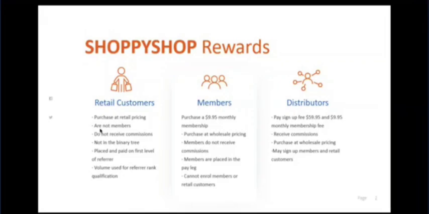become a distributor. The last category are actual distributors. In order to become a distributor, you're going to pay $59.95, which includes your first $9.95 for your first month's membership. That enables you to receive commissions. So you're going to participate in the pay plan, but you're also going to have access to wholesale purchasing, and you can sign up members and retail customers.